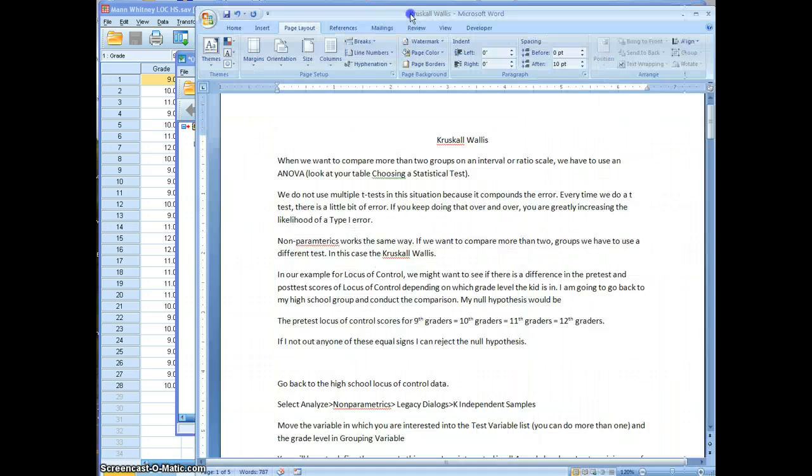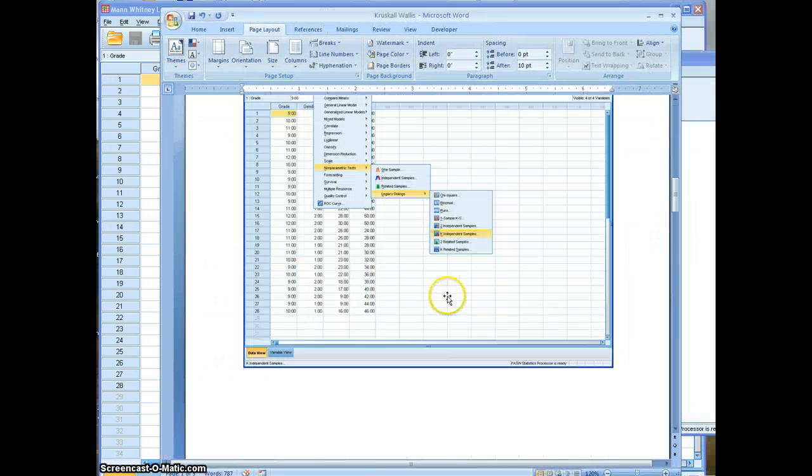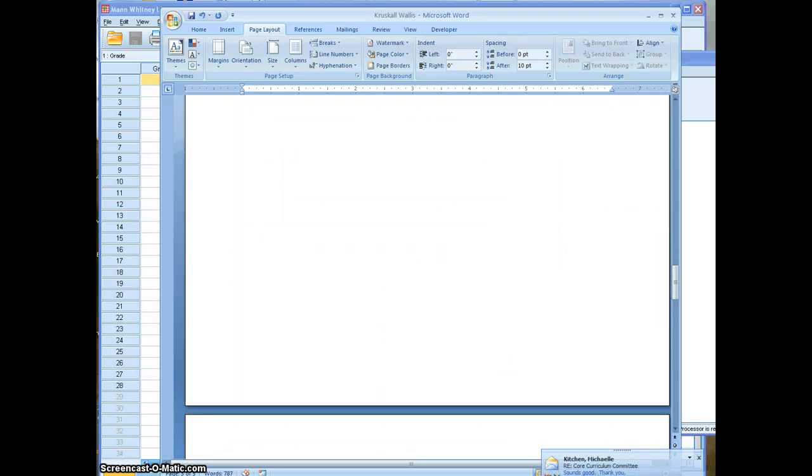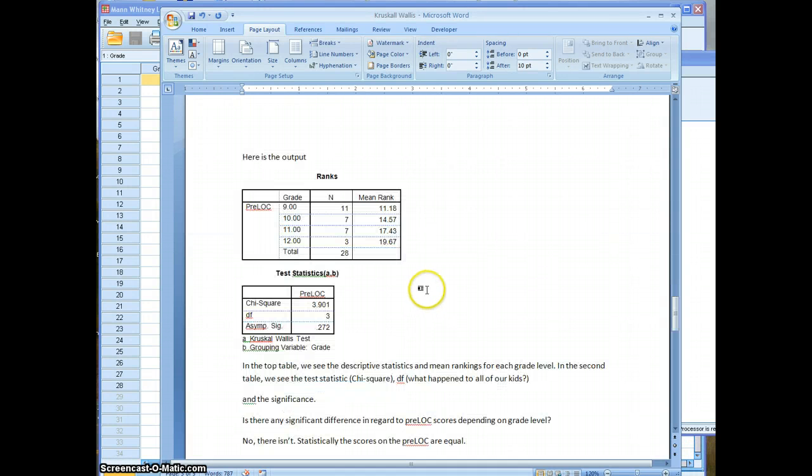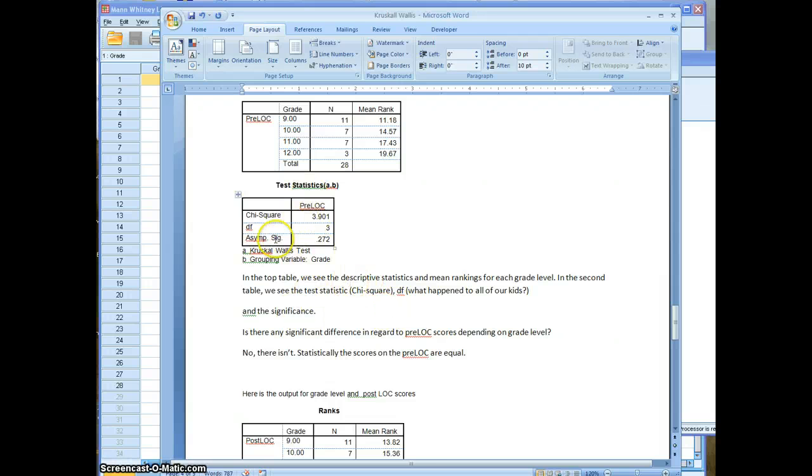So the first question asks, does grade make a difference? We see that it doesn't. This is asymptotic significance. It's not powerful enough to run exact significance. This is our test score. Degrees of freedom. And there's a question here that says, what happened to all our kids? Remember, like in ANOVA, it's testing between groups, and there's always one less degree of freedom than the number of groups. This isn't about the kids. It's about testing between grade levels. So that's why our degree of freedom is 3, because we have 4 different grades we're testing.